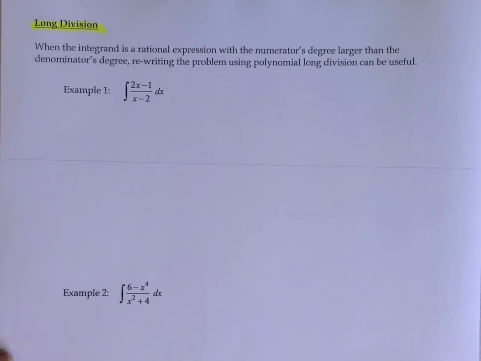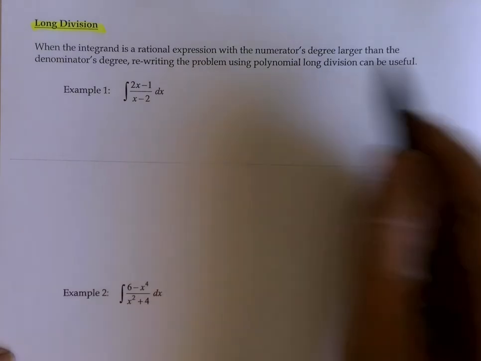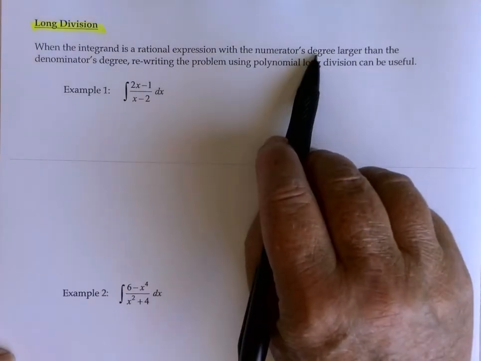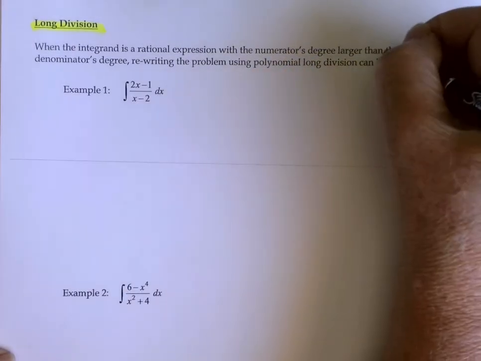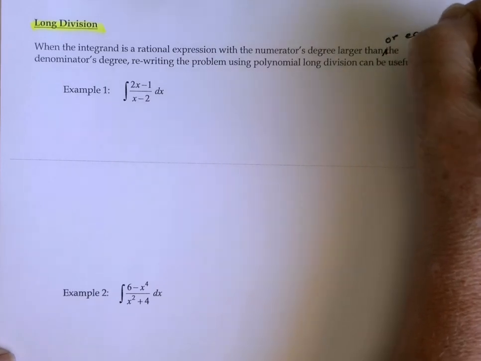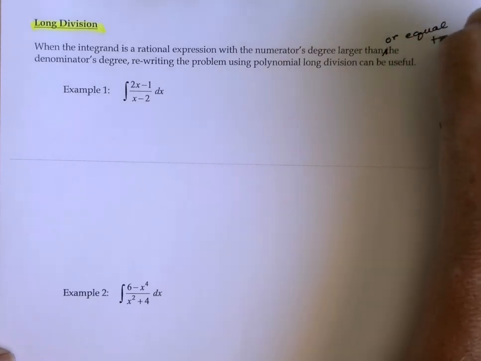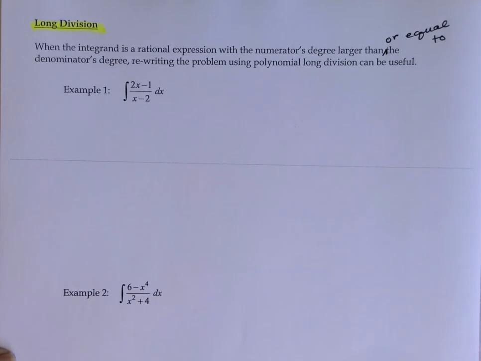And actually, I've been saying it, and there's a little typo in here. I should have said with the numerator's degree larger than or equal to the denominator's degree. So here's a couple of examples like this. After the one we just did, these won't be too bad. Let's just go ahead and run through them.